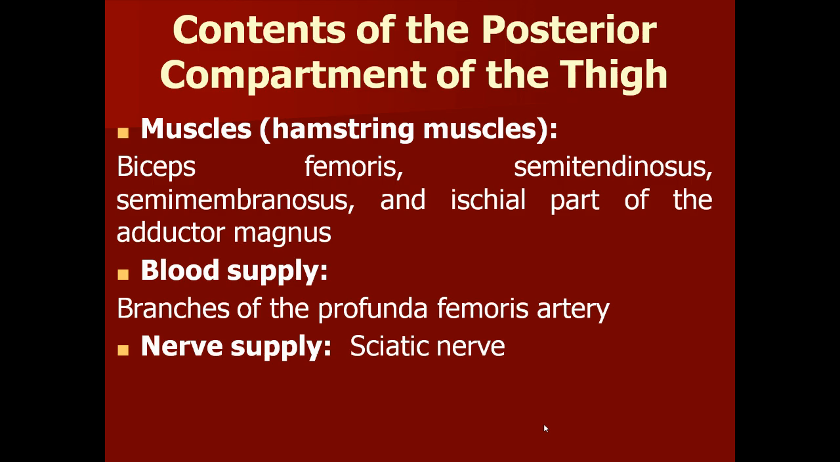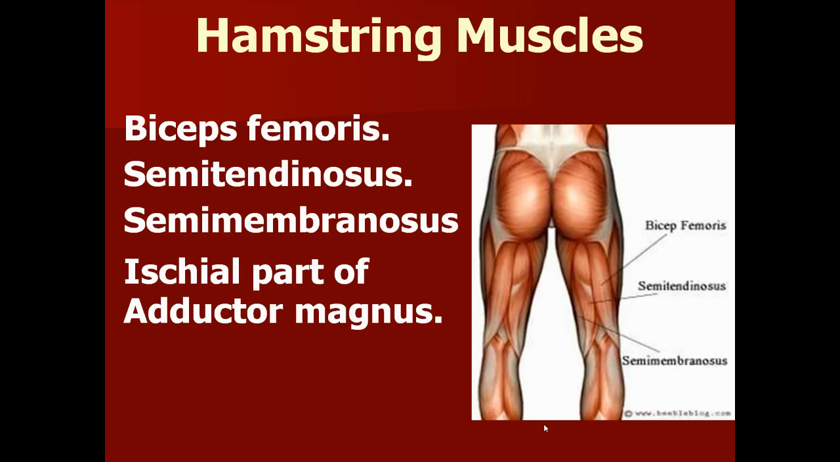Now we'll see the contents that are present in the posterior compartment of the thigh. First we will see the muscles, called the hamstring muscles: biceps femoris, semitendinosus muscle, semimembranosus muscle, and the ischial part of the adductor magnus. And for the blood supply, the branches of the profunda femoris artery supply the posterior compartment of the thigh. The main nerve that is situated in the posterior compartment and innervates all the structures present there is the sciatic nerve.